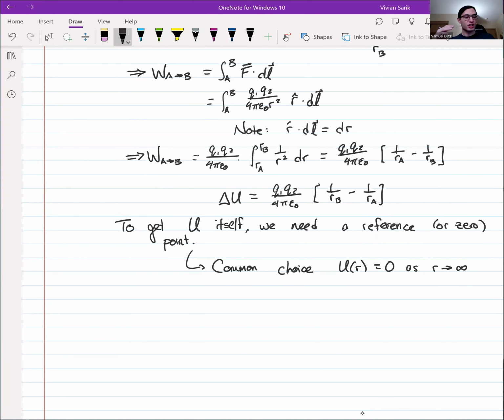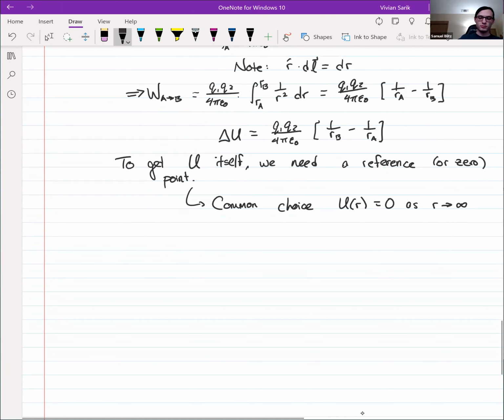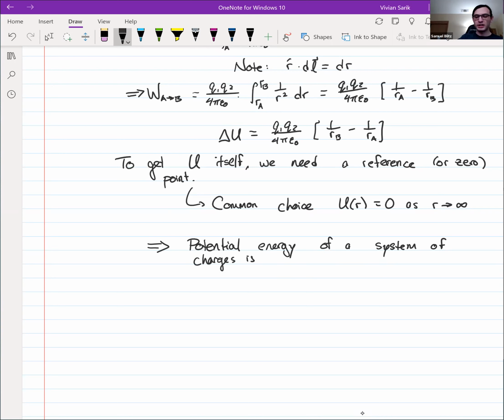And so the potential energy of a system of charges is just the work. Let me write this out, this is important. The potential energy, so now this is the potential energy, not the change in potential energy. This is just how much potential energy it has. The potential energy of a system of charges is the negative work required to bring the system together from infinity. So I'll explain in a minute.